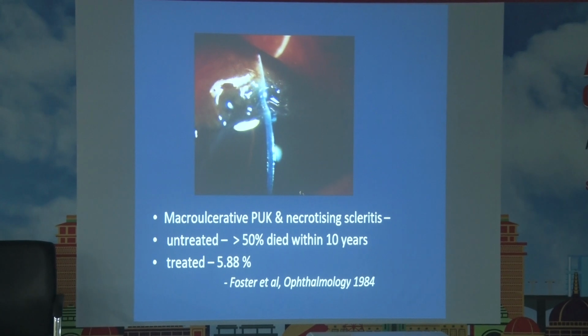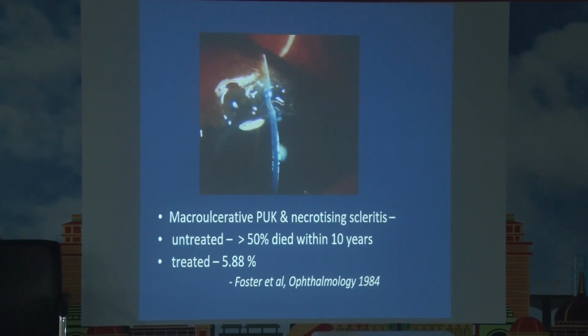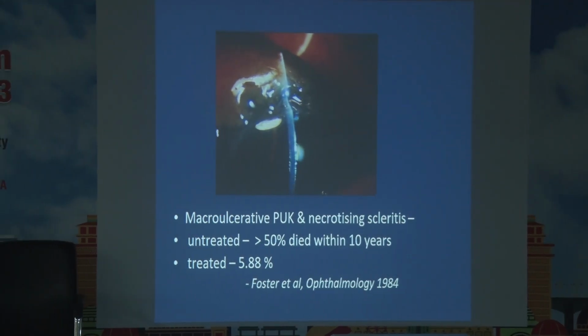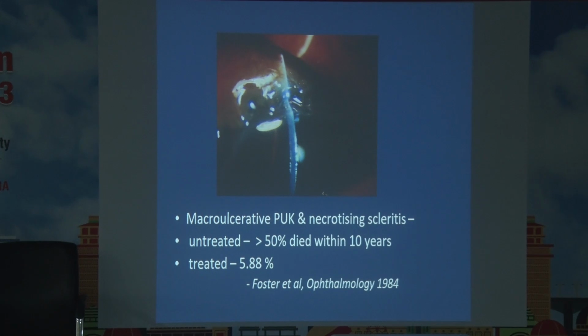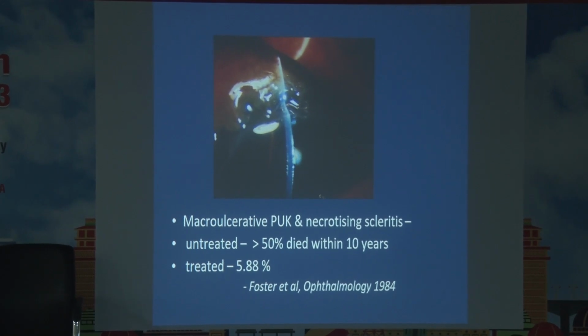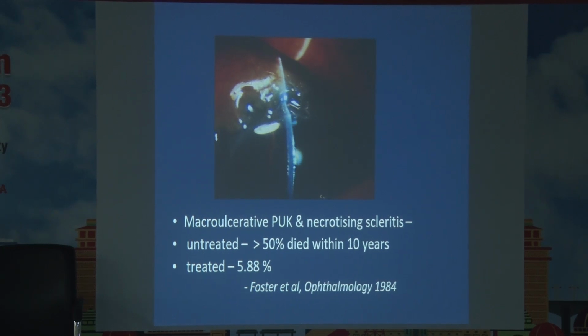So what's the importance of PUK? PUK can be the macro-ulcerative PUK. That is what I mean about PUK. It can be micro-ulcerative, which is staphylococcal marginal keratitis and stuff like that, which is bothersome but quite innocuous. But macro-ulcerative PUK and necrotizing scleritis is a much more severe form of vasculitis. If it is not treated properly, more than 50% of the people will die within 5 years.